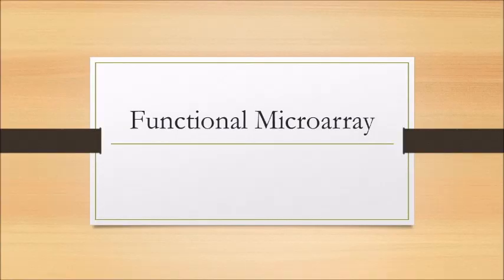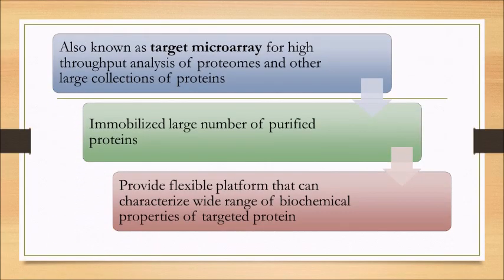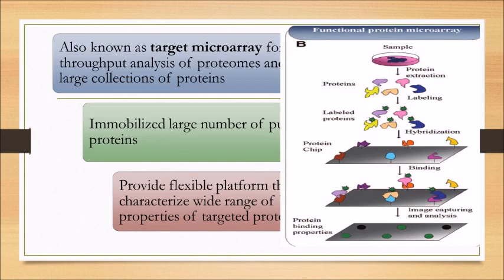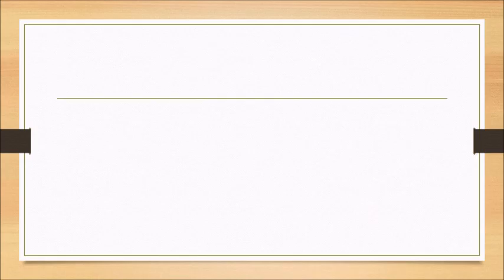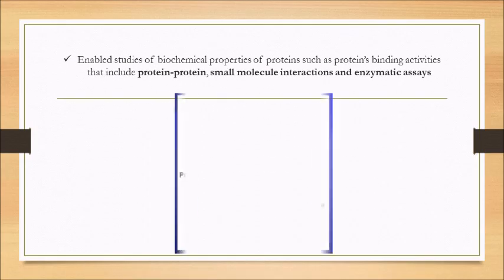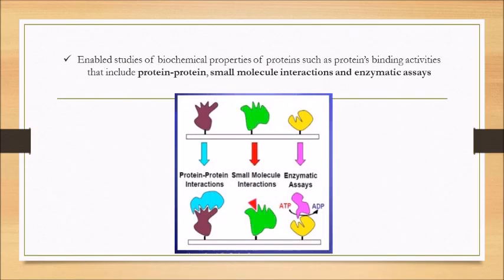Functional protein microarray. Functional protein microarray is also known as target protein microarray, which is an important tool for high-throughput analysis of proteomes and other large collections of proteins, developed by immobilizing a large number of purified proteins. This enables study of various biochemical properties of protein, such as binding activities. The principle behind this array is that the array protein must maintain the original conformation so that meaningful interaction can occur on the array surface.